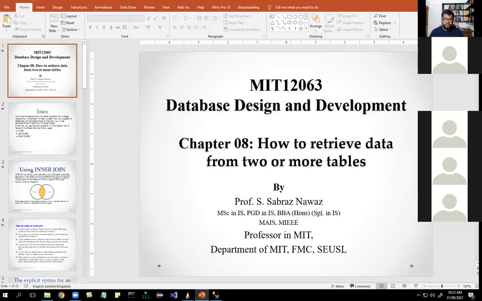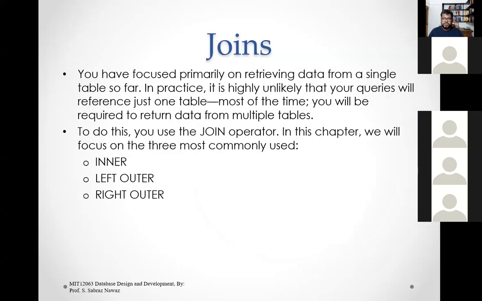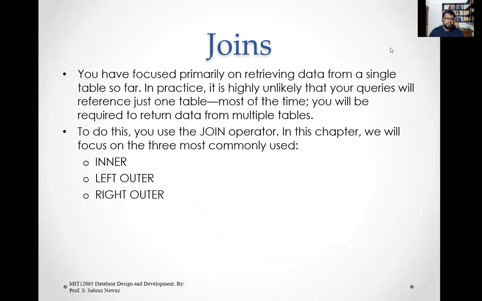Joining the tables means using the keys, primary key and foreign key. Not compulsory, but most of the time we use the foreign key and primary key relationship. Sometimes, without the primary key and foreign key, we can join. It is called an ad hoc join. We can connect more than one table and display the data.